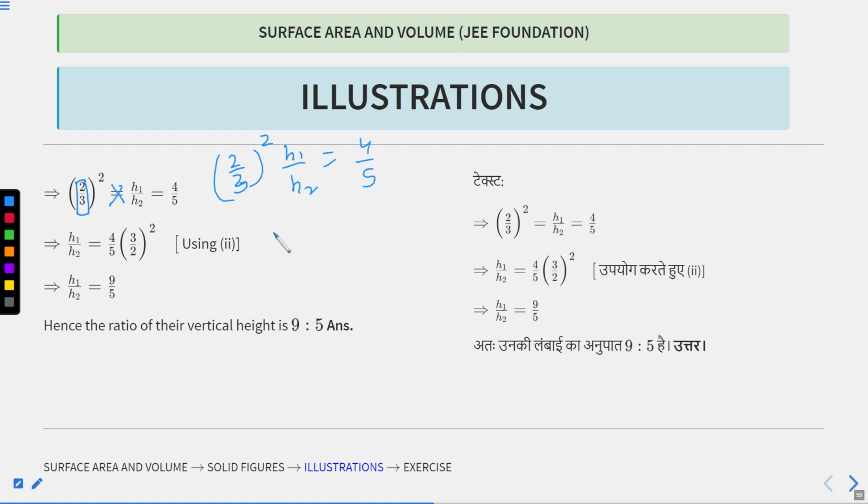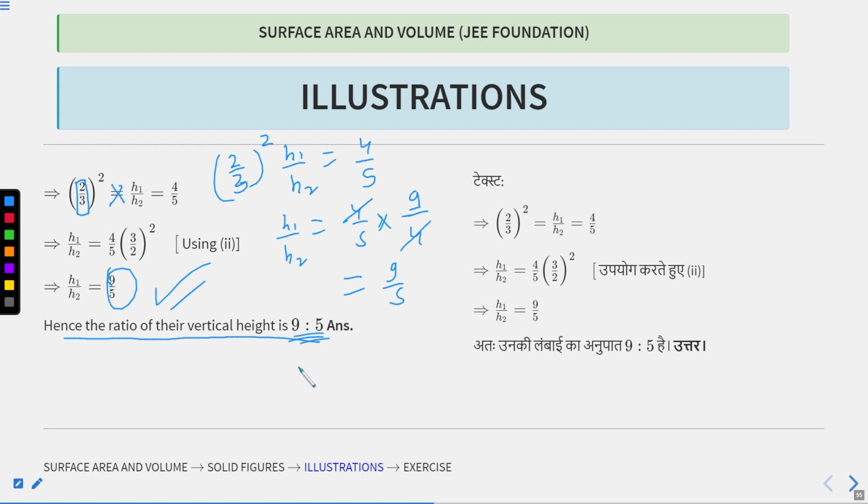Now for solving it, I first isolate H1 by H2. It is 4 upon 5 times 3 square by 2 square. I am writing like this because 2 square is 4 and 3 square is 9. Due to this, the 4 gets cancelled and we are left with only 9 by 5. So 9 by 5 is our ratio. Hence the ratio of their vertical heights is 9:5.